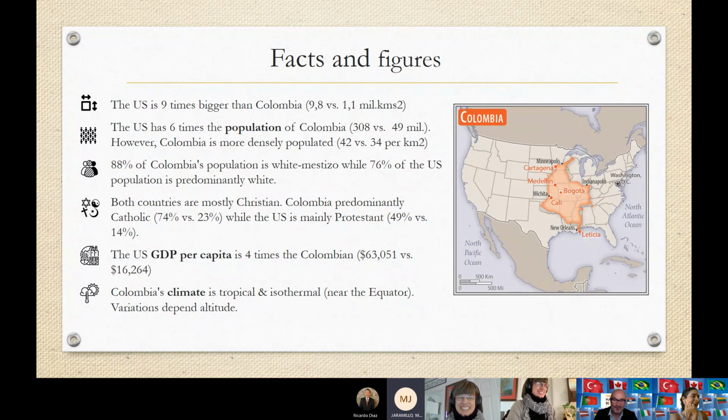Okay. Well, in the US, 76% of the population is predominantly white. So yes, we are more mixed. Both countries are mostly Christian, but Colombia is predominantly Catholic, while the US is mainly Protestant. This was remarkable for me from the perspective of the different traditions and how they celebrate the holidays.